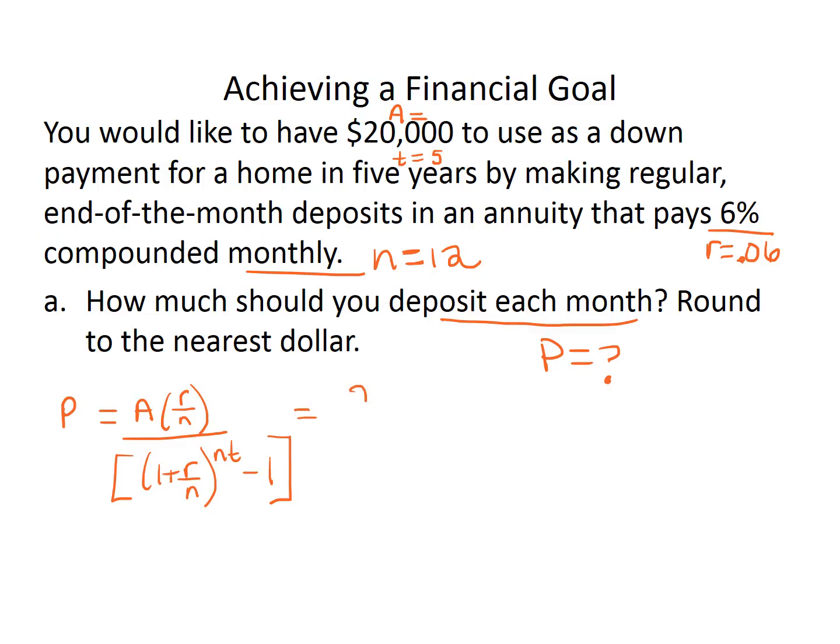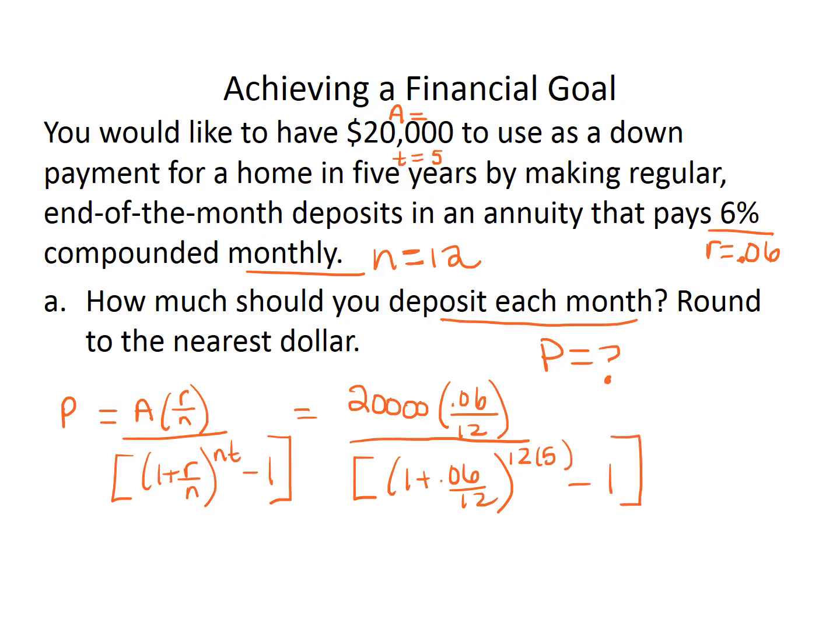So plug in 20,000, parentheses, 0.06 divided by 12, divided by bracket 1 plus 0.06 divided by 12 to the 12 times 5, minus 1. Again, just plugging in the letters. As always, do the 12 times 5 first to get 60.